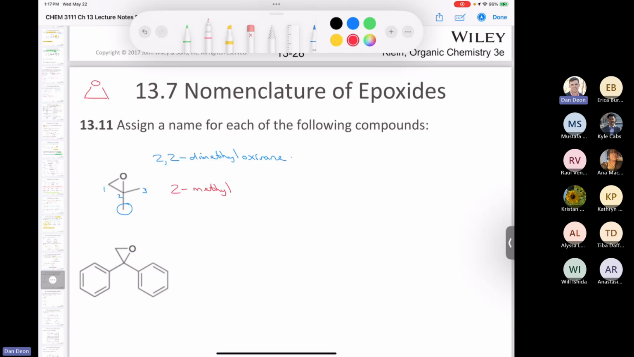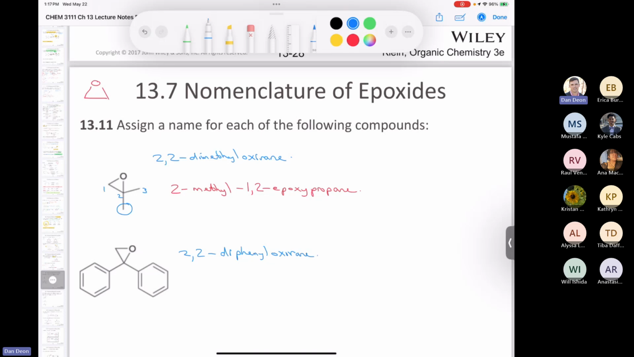And so we're going to say 2-methyl-1,2-epoxypropane, right? Because there are 3 carbons in the longest chain, therefore it's a propane. The next one, we just have the 2 phenyl groups on the second carbon if we name it as an oxirane. So this one would be 2,2-diphenyloxirane. So that one's pretty straightforward.